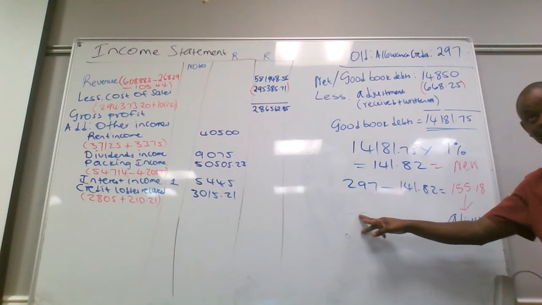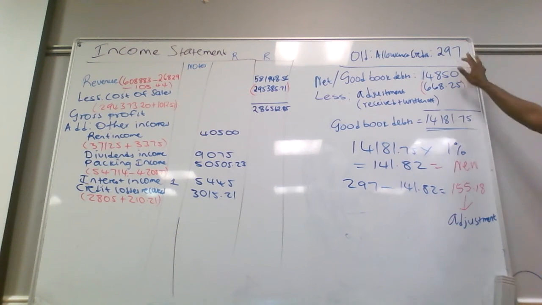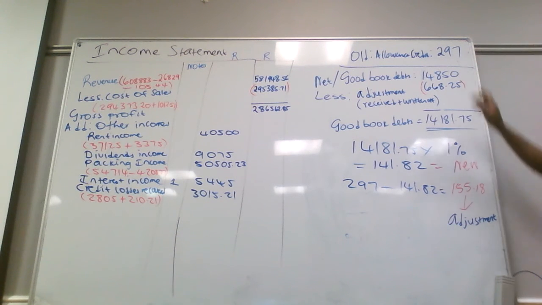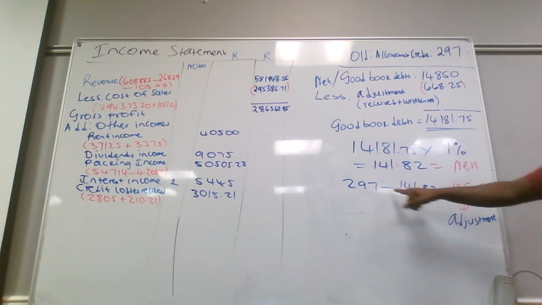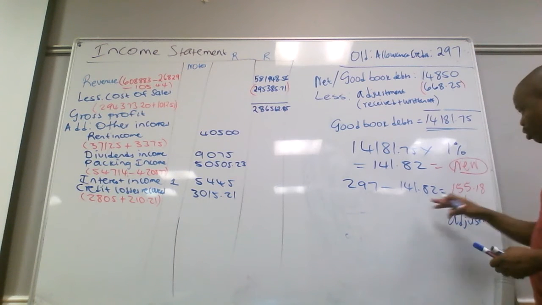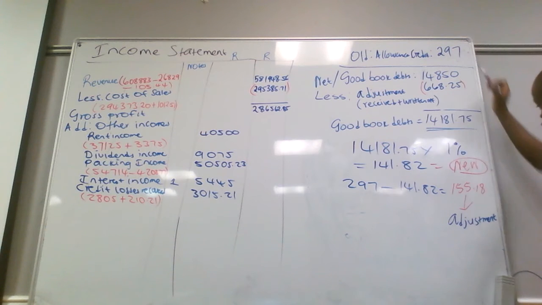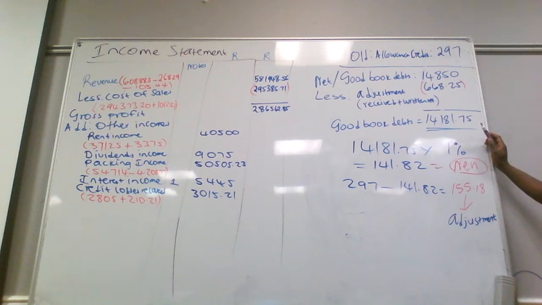This is called allowances for credit losses. Remember, I had to make some decisions when I was dealing with the discount. I'll do the same thing. The old one was how much? The new one must be 141. Remember the new one? You have to subtract. But what must I do to 297 to become 141? Is it an income or expense? That's why I'm going to put it under other incomes.